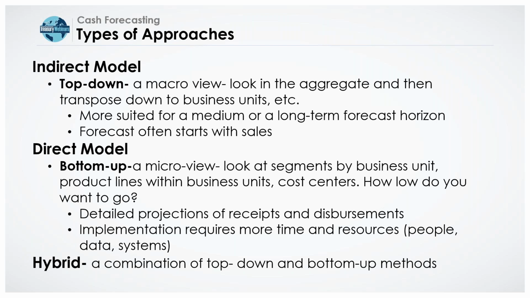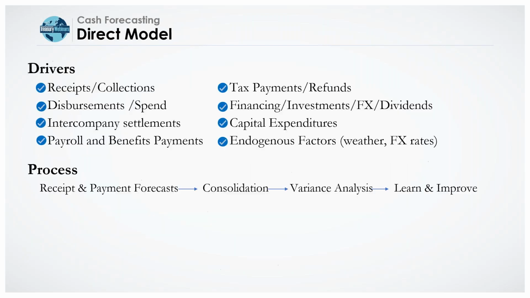I'm a proponent of the direct model, given the amount of data that we have now. It looks at segments by business unit, product line, and cost centers. And so I say, how low do you want to go? To me, this is important, to really understand and get at the why of cash movements. I think that's the way to go. Some folks have a combination of both models, and you may actually choose same data, right? Make sure it's a single version of the truth, but you may want to look at a different type of model based on the type of forecast. I recommend being consistent, but that's where a hybrid takes place.